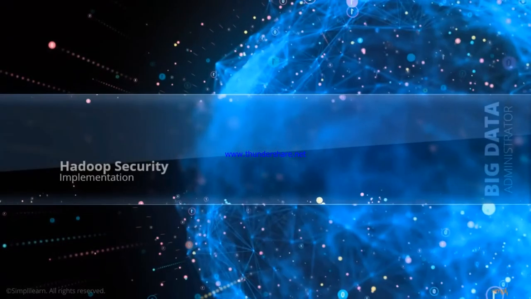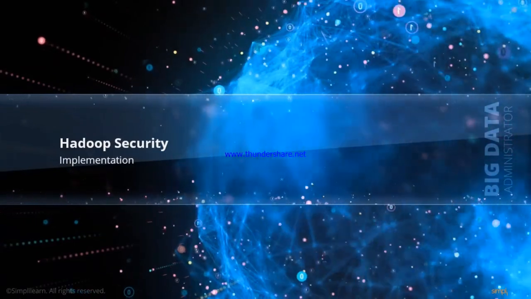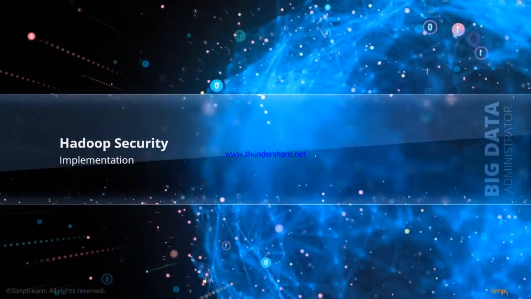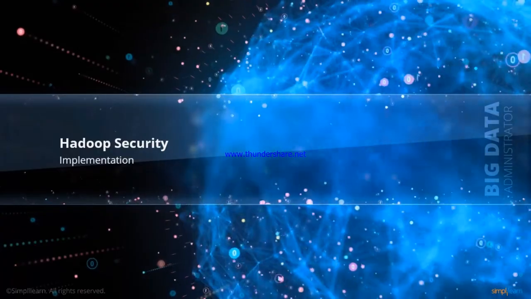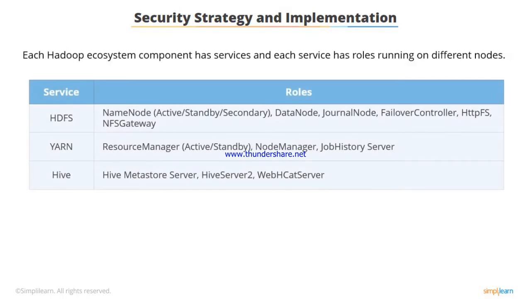In the second topic of this lesson, you will learn about the security implementation on different types of nodes and operating system security. Each node plays a role in a cluster. Each Hadoop ecosystem component has services, and each service has roles running on different nodes. This takes care of the service's functionality.